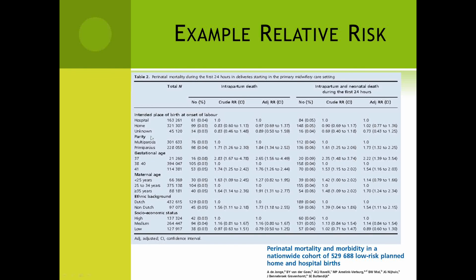So if we look at the home group, we have a relative risk of 0.83. So it's less than 1, so it means that the home birth group are less likely to have the outcome of intrapartum death compared to the hospital group. How much less likely? We have to say 1 minus 0.83, which is 17%. 17% less likely to have an intrapartum death if they're planning a home birth compared to planning a hospital birth.